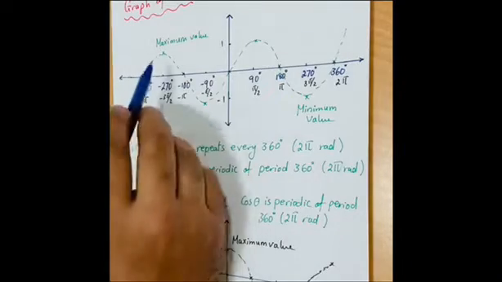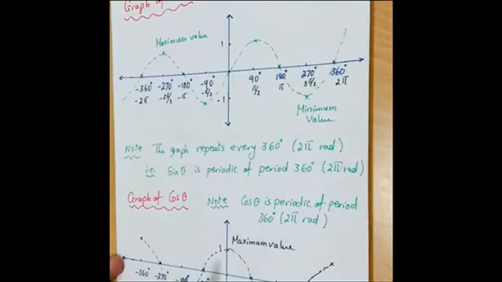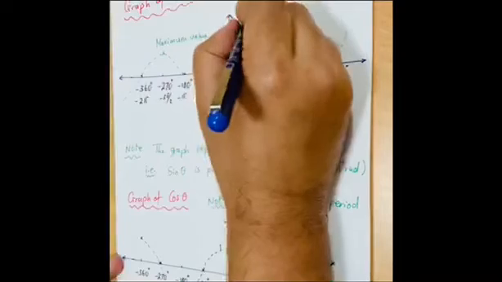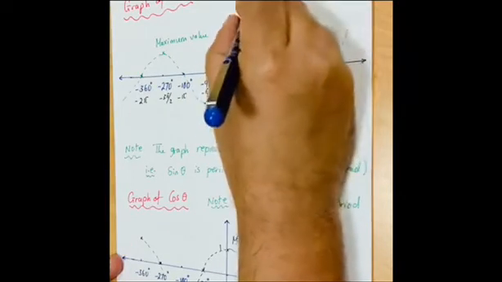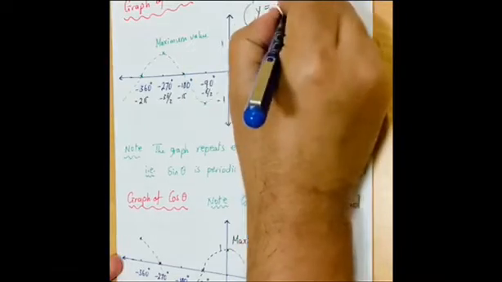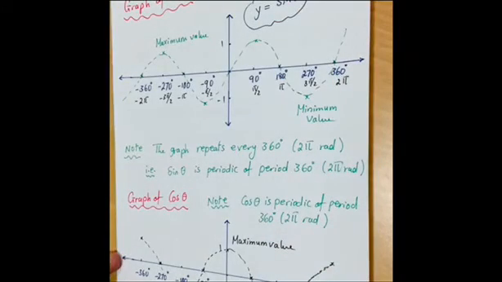The first graph which is given to you now is sine theta. As you see, this is the graph of sine theta. We can write y equals sine theta. How did you get this curve or this graph easily? By replacing some of the known angles.